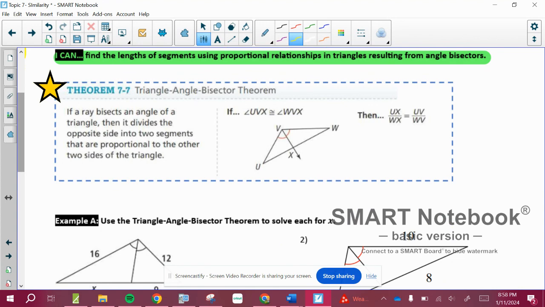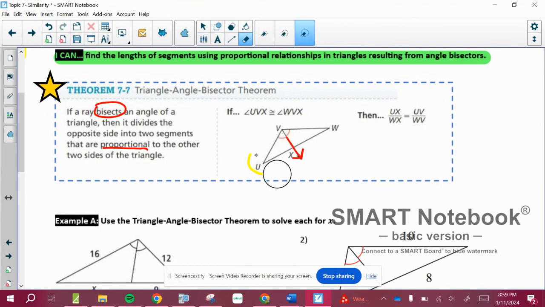In this theorem, you can see in the picture here we have two congruent baby angles right here. Our angle V is. So the theorem says if a ray bisects an angle, so we know if something is bisecting it, it's cutting it in half. That's why we have these two congruent marks right here. So if a ray bisects an angle of a triangle, then it divides the opposite side into two segments that are proportional to the other two sides of the triangle.